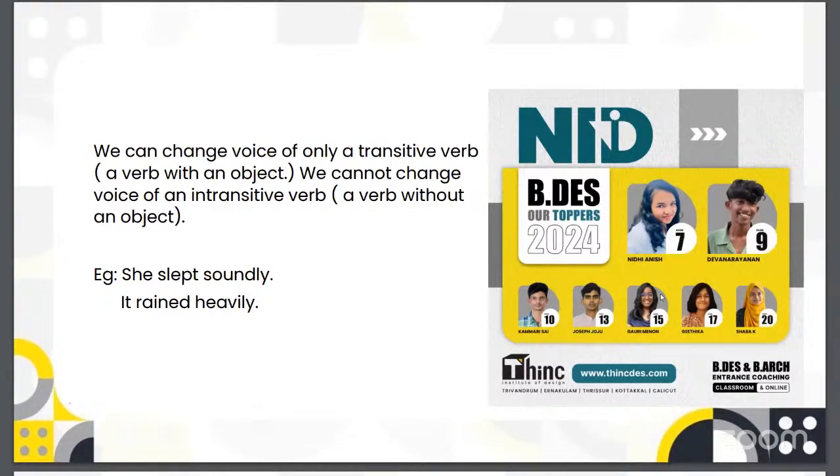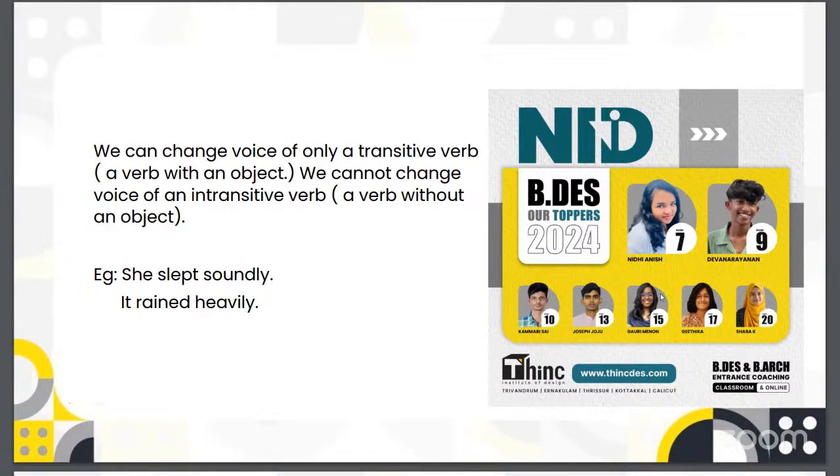We can change the voice of only a transitive verb, a verb with an object. We cannot change the voice of an intransitive verb. That is a very important rule, because sometimes in your examination, in order to check, they give you a sentence without an object, that is, with an intransitive verb, and then you can never change it into a passive voice sentence.